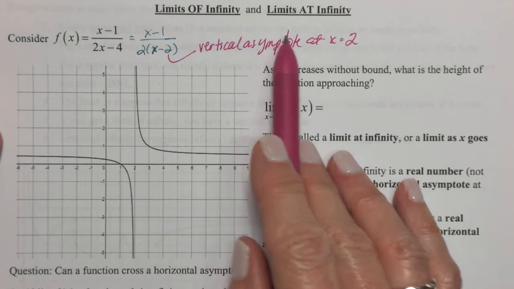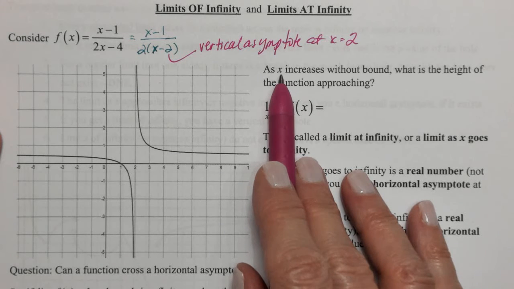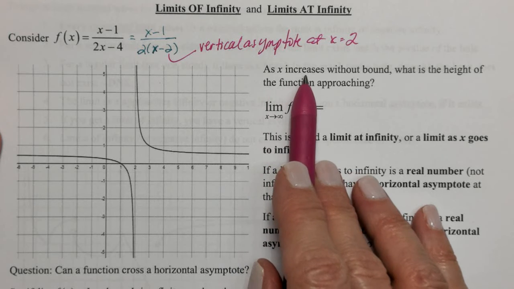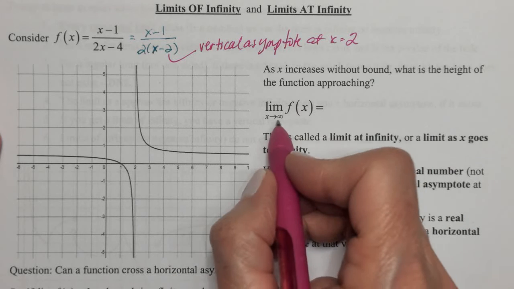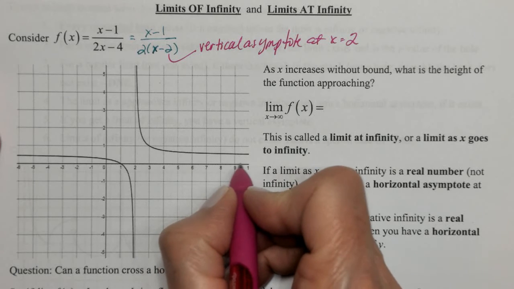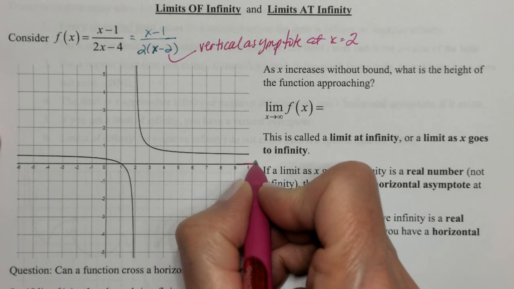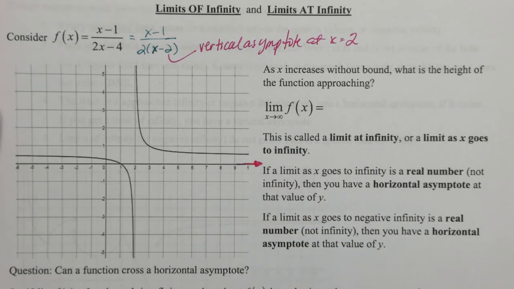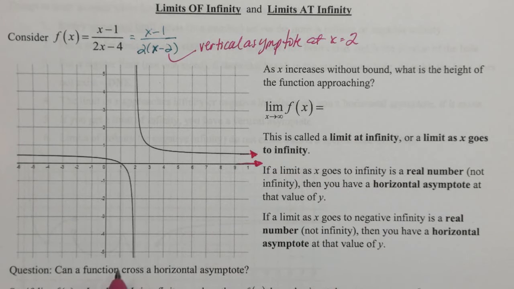First, we're looking at limits at infinity. So we want to know what is happening to the function as x increases without bound. So x is going to infinity. Here the graph only shows x going to 10. Let's ask ourselves what happens as x goes to infinity. As x goes to infinity, what is y approaching here? What's the y value there?